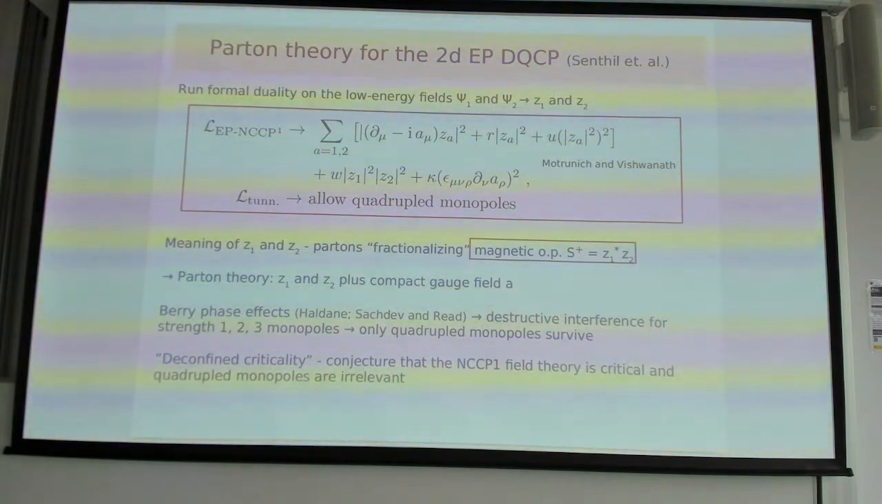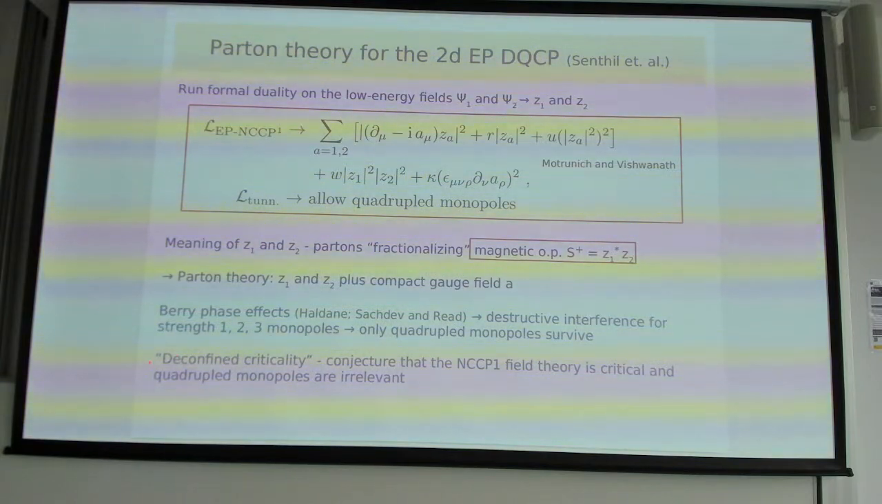You can arrive at exactly the same theory if you start with formally writing S plus as Z1 star Z2, basically the CP1 representation of the Néel order parameter. And you know that when you use this parton representation, it always comes with an emergent compact gauge field. These early works of Haldane and Read and Sachdev analyzed this and showed that there is destructive interference for monopoles of strength 1, 2, and 3, but for quadrupled monopoles there is no such destructive interference, and this is the structure of this theory.